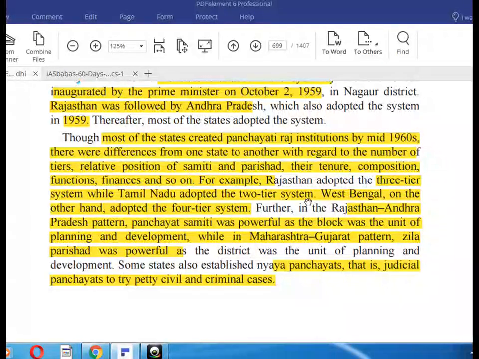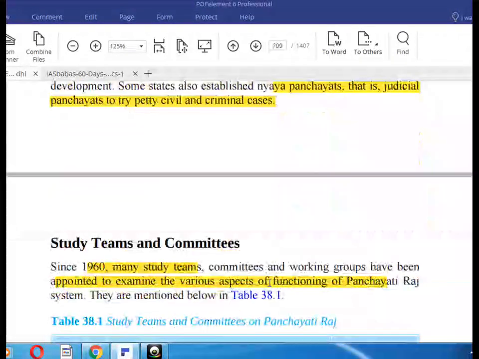Further, in the Rajasthan and Andhra Pradesh pattern, Panchayat Samitis were powerful as the block was the unit of planning and development, while in the Maharashtra and Gujarat pattern, the Zila Parishad was powerful. So the important thing here is that in Maharashtra and Gujarat the Zila Parishad is very powerful, and in Rajasthan and Andhra Pradesh the Panchayat Samiti. The district was the unit of planning and development. Some states also established Nyaya Panchayats, that is, judicial panchayats, to try petty civil and criminal cases.